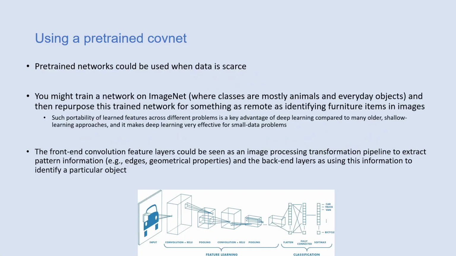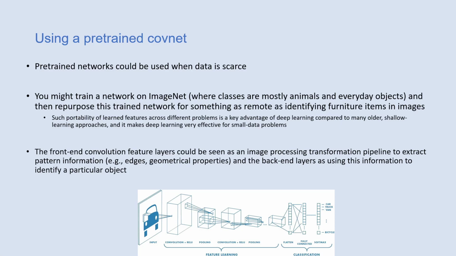Using a pre-trained neural network can be convenient when data is scarce. One example is Imagenet, which is trained with many images to classify animals and everyday objects, but it can also be repurposed to classify things as remote as furniture items. And this is one of the key advantages of deep learning: the ability to reuse pre-trained networks and layers.